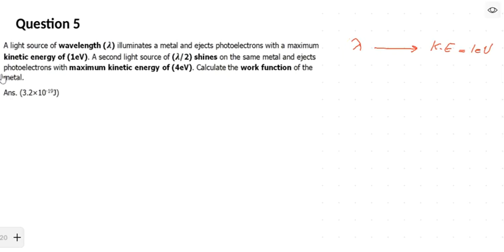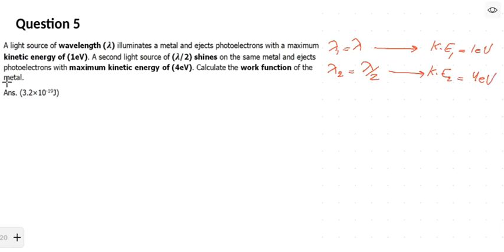So here, lambda 1 is equal to lambda, and this is kinetic energy 1, because I'll change it. A second light, so another light with wavelength lambda over 2. Lambda 2 is equal to lambda over 2, meaning half the previous lambda. But it leads to a maximum kinetic energy 2 equal to 4 electron volt.